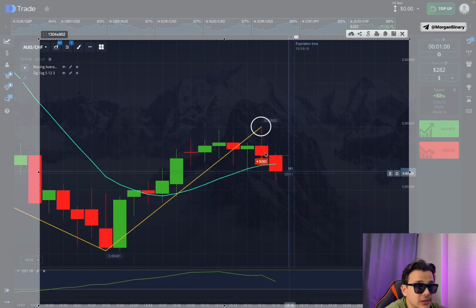Let's monitor the result. We got a sharp upward impulse, but the trade eventually closed in profit.